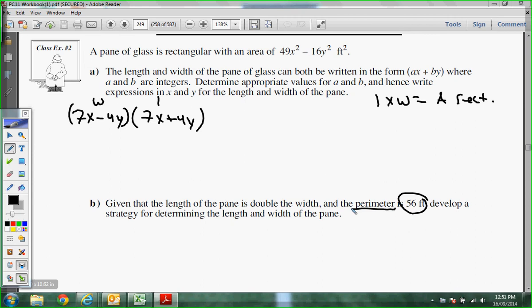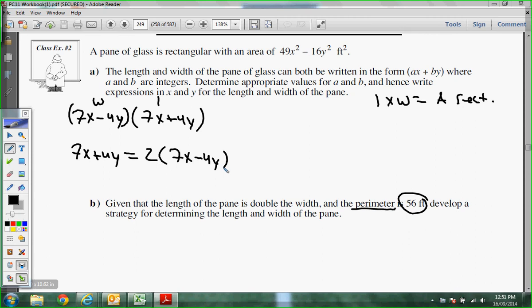So I'm going to do my work up here a little bit. If we know it says the length is double the width, so I know that 7x plus 4y is equal to 2 times (7x minus 4y). Okay. We're just going to hold on to that for a second.